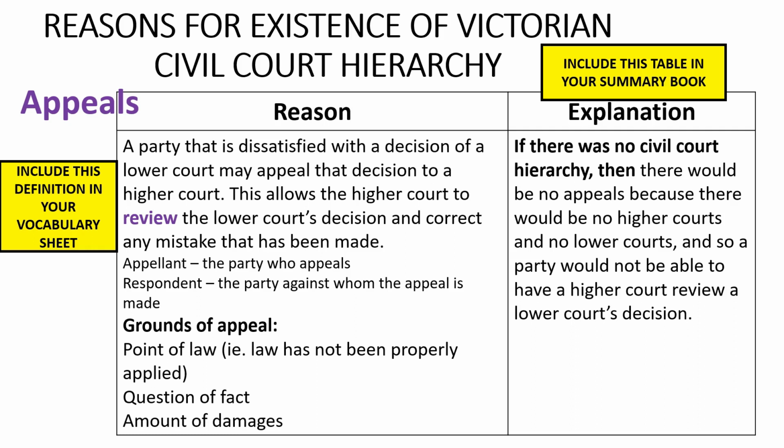Now, you can see why we need to have a Victorian civil court hierarchy for there to be appeals. If you didn't know what courts were higher or lower than other courts, you wouldn't know what court you could appeal from or to. Using the counterfactual, we could explain this reason for having a Victorian civil court hierarchy by saying, if there was no civil court hierarchy, then there would be no appeals because there would be no higher courts and no lower courts, and so a party would not be able to have a higher court review a lower court's decision.